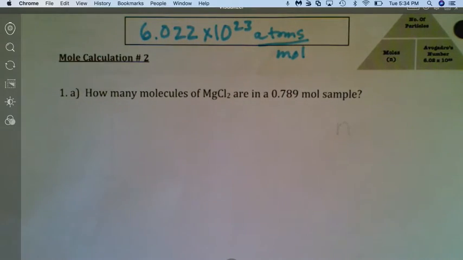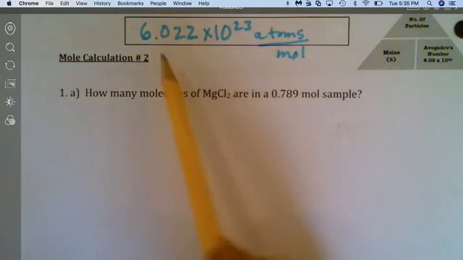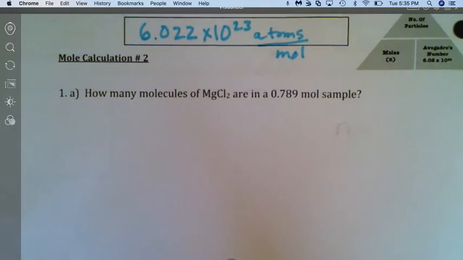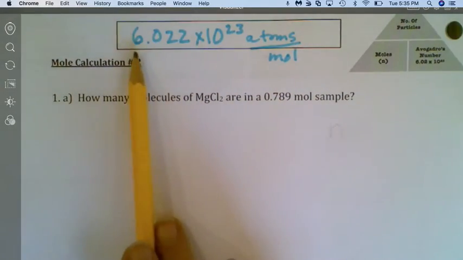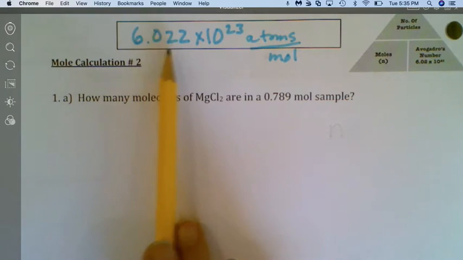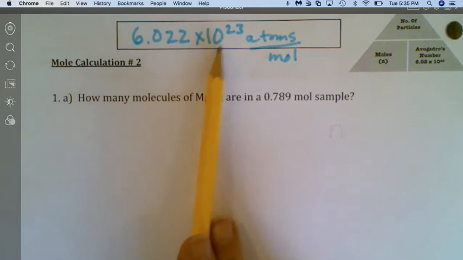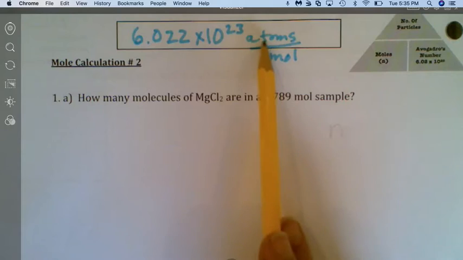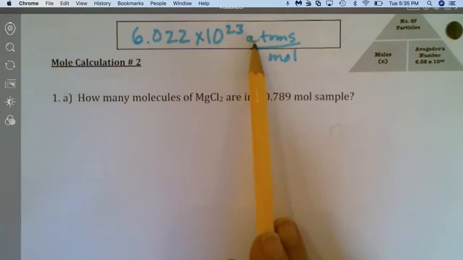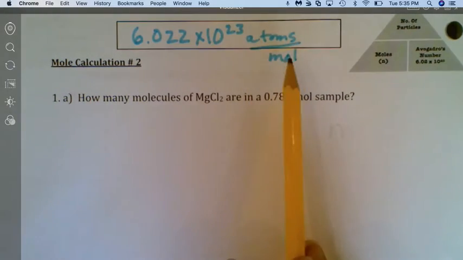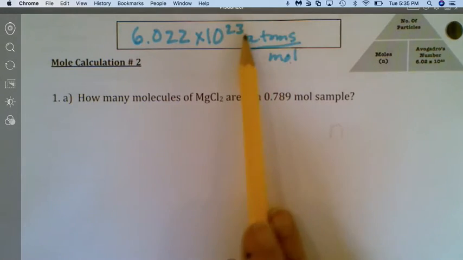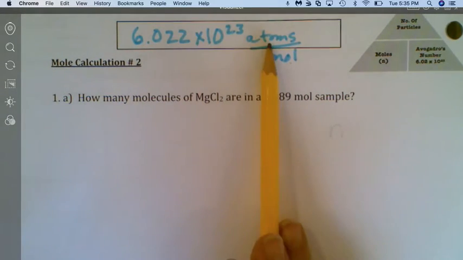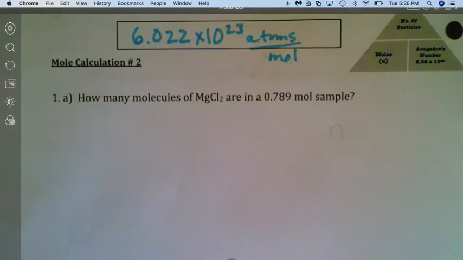We're going to talk about the second type of mole calculation. You're going to notice that I have Avogadro's number written at the top here. Notice that we just keep it to 6.022 times 10 to the 23. This could be cookies per mole, atoms per mole, molecules per mole, whatever number of substance you have where you're counting particles, we put that per mole of a substance.